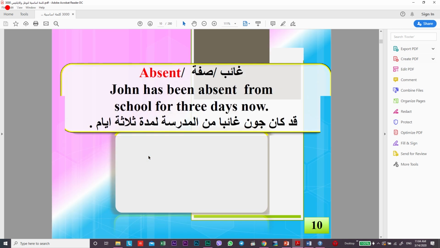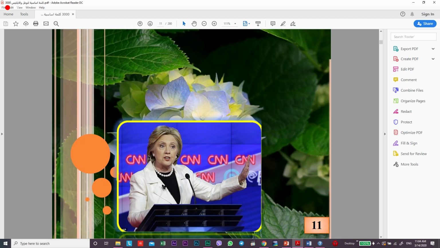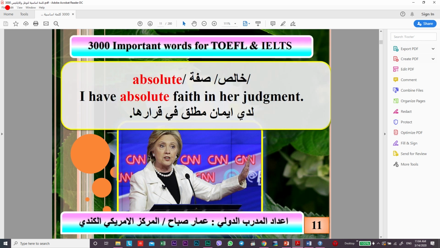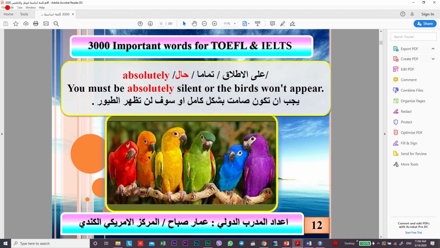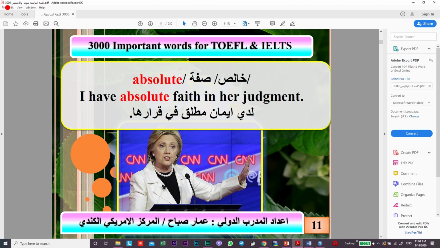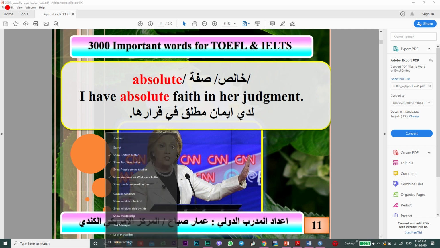Today we have "absolute." Have we taken absolute? We didn't take it. Absolute means great, azim. Absolute is an adjective, sifa, and we use it as an adjective. An adjective always comes in the middle of the sentence.